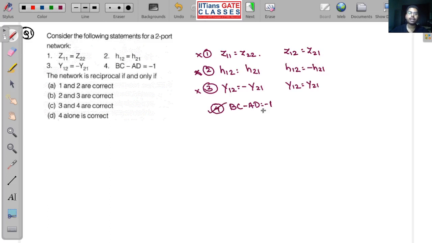So the fourth is correct, and we also know in ABCD parameter, the given network is reciprocal only when the determinant of the transmission matrix is equal to 1. So for A, B, C, D, the determinant is going to be AD minus BC. If it is equal to 1, then the given network having ABCD parameters is reciprocal. They have just taken negative here. So 4 alone is correct. Option number D is correct.